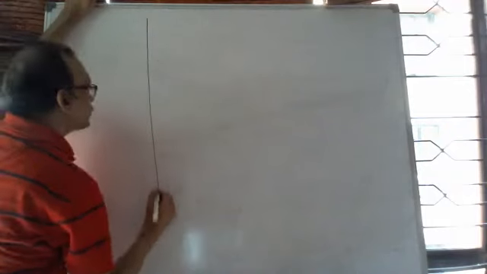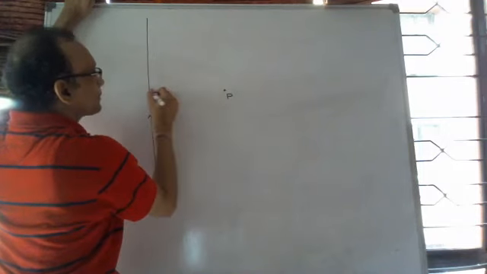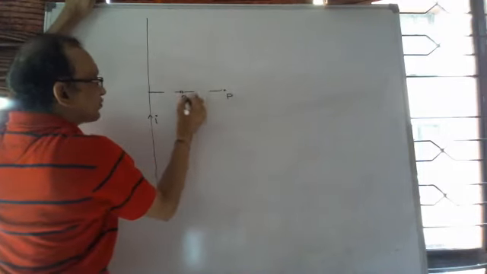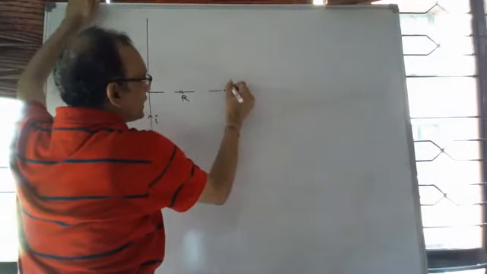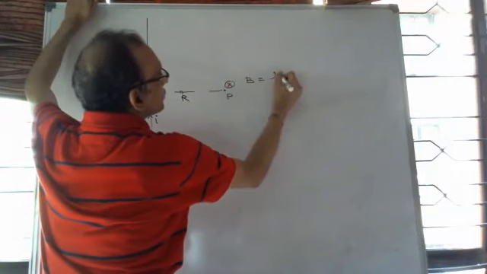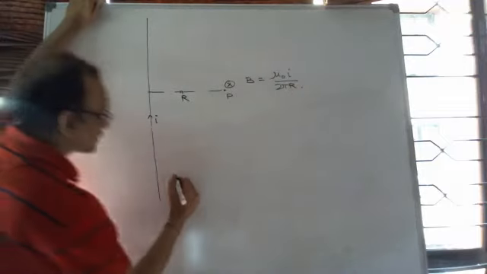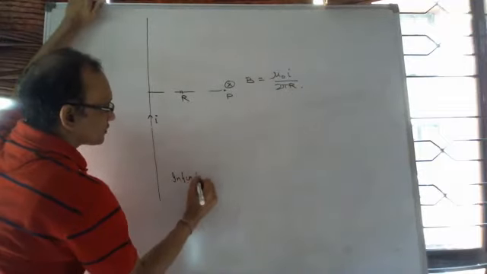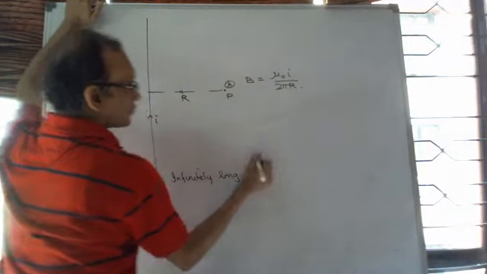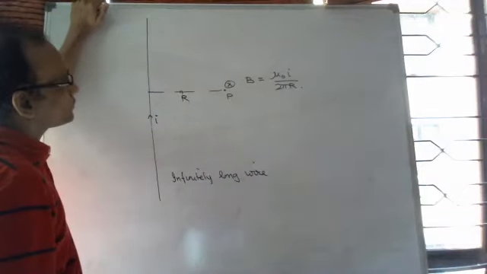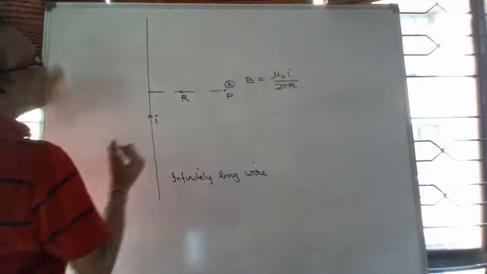See, this is an infinitely long wire carrying a current I. At a point P, distance R from this infinitely long wire, if the current is like this, then the field at P would be into the plane of the board and will be mu naught I by 2 pi r, for a very long, infinitely long wire.